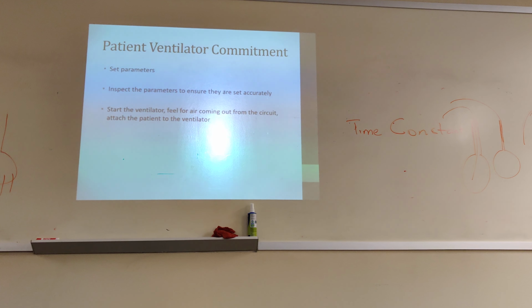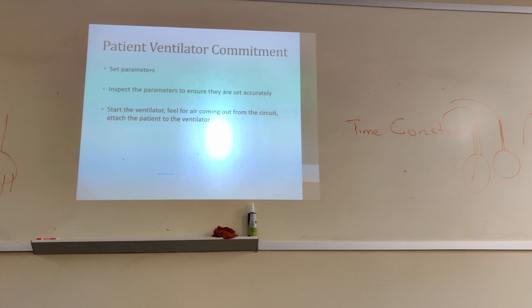Okay, patient ventilator commitment. Well, the way you commit a patient to the ventilator is you get your ventilator, you hook it up to oxygen and air, you plug it into the electrical outlet. That's the first thing you do. If you know that you don't want to kill anybody, you do that first, okay? And then the next thing is you set your parameters. Don't attach your patient. You set your parameters first, because if you have your patient hooked up while you are setting your parameters, whatever you set goes to the patient, okay?